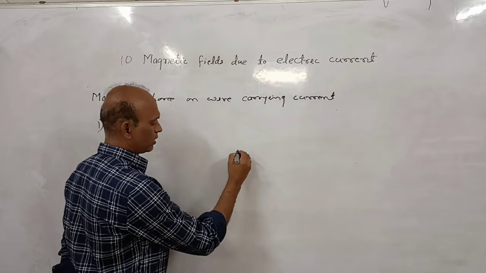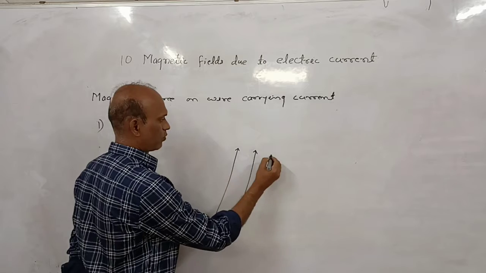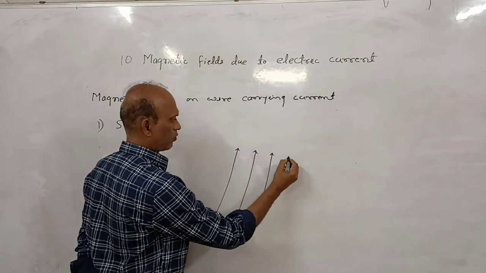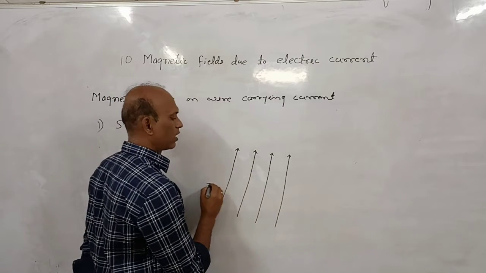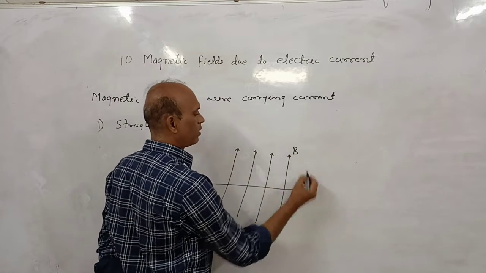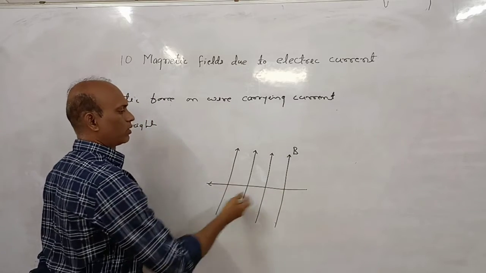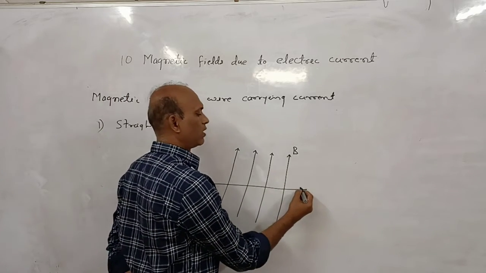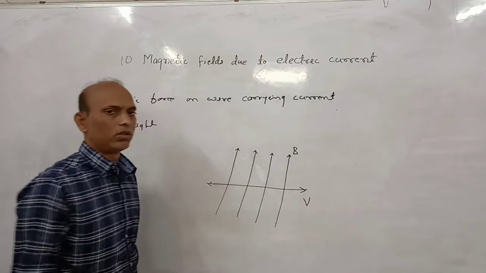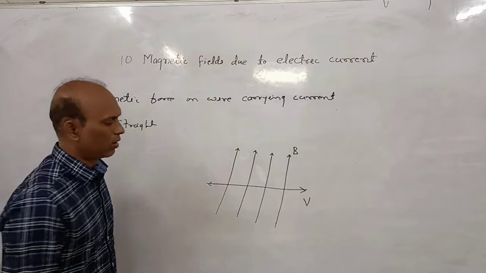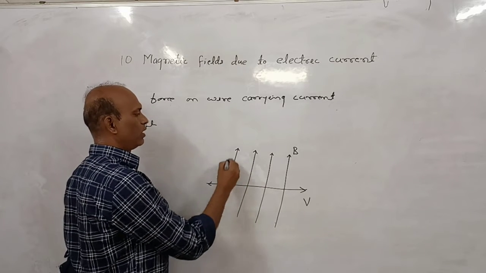Now consider this is a uniform magnetic field, and a current-carrying conductor is placed in this uniform magnetic field. If the direction of current is from right to left, then the charges are considered to be moving from left to right. That is the velocity of the charges. In this case, the force experienced by this current-carrying conductor will be in this direction.